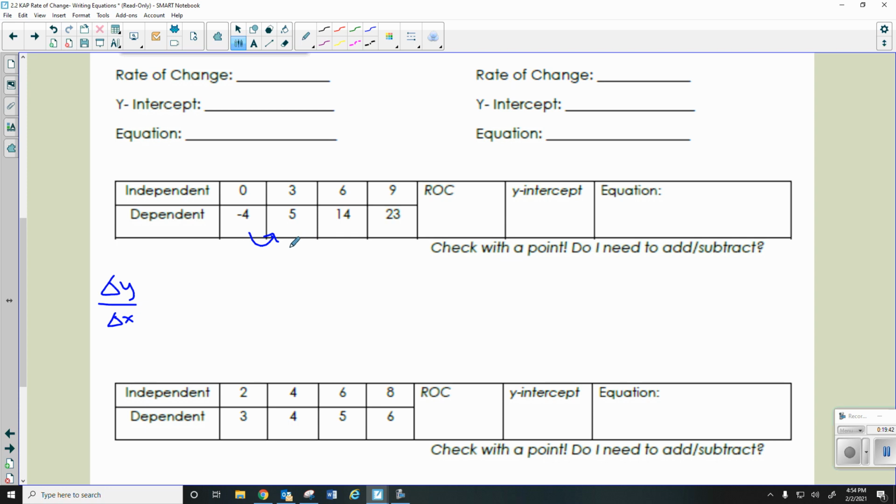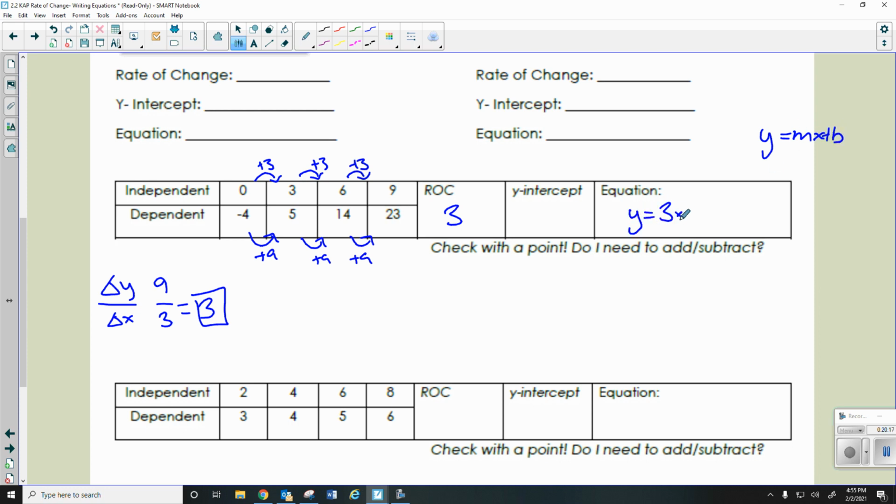What is changing each time? That's +9, +9. And here, +3, same thing. So that was 9, the change in y, over the change in x, 3. 9 divided by 3 is 3. My rate of change is 3. Now put that into y equals mx plus b. Y equals 3x.